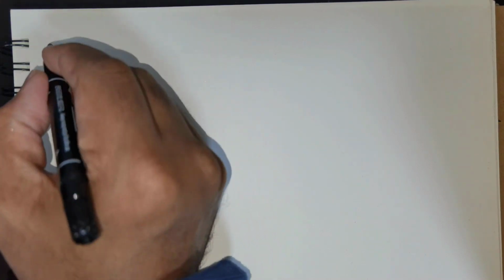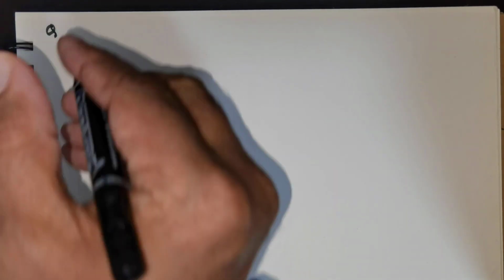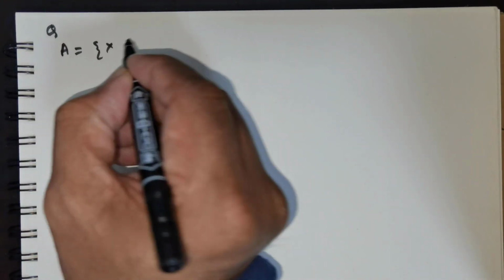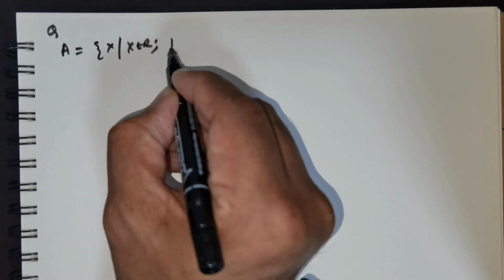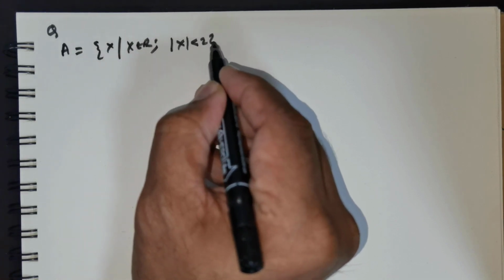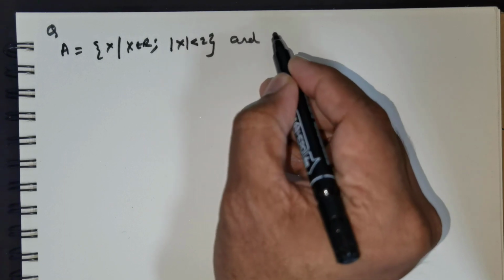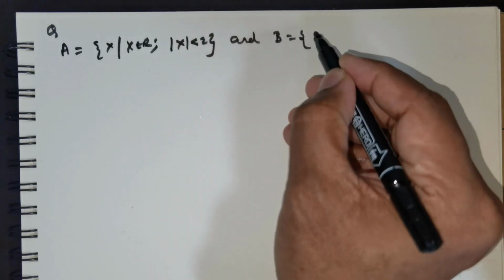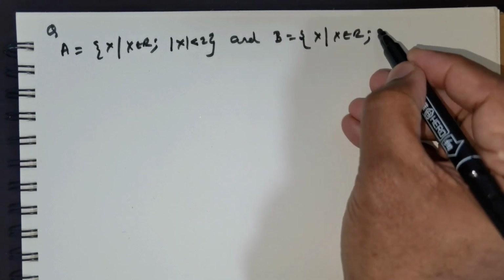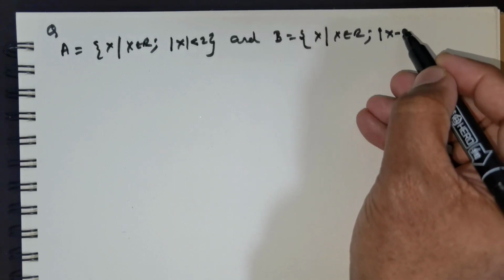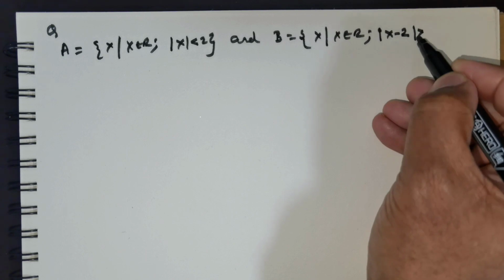Do this question, students. We have two sets. A is the collection of all x such that x is an element of R and modulus of x is less than 2. And B is the collection of all x such that x is an element of real numbers and modulus of x minus 2 is greater than or equal to 3.